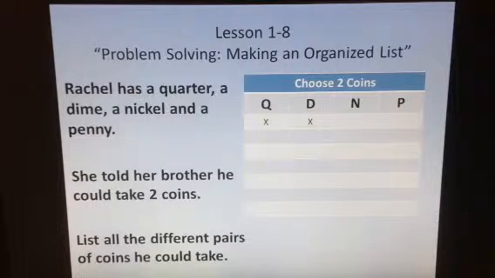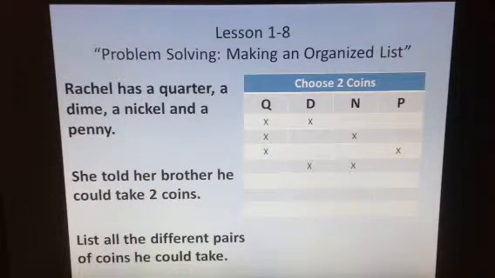He could take 1 quarter, 1 dime. He could also take a quarter and something else. And he could take a quarter and then a 3rd coin as well. So what are the 2 other choices he could take with quarters? He could take a quarter and a nickel or a quarter and a penny.